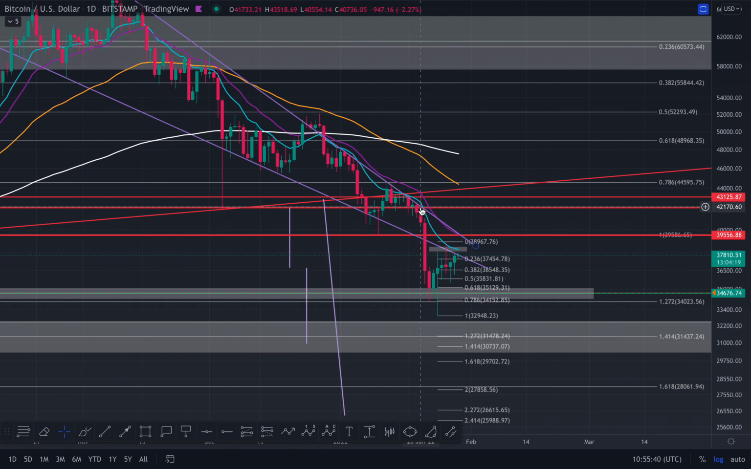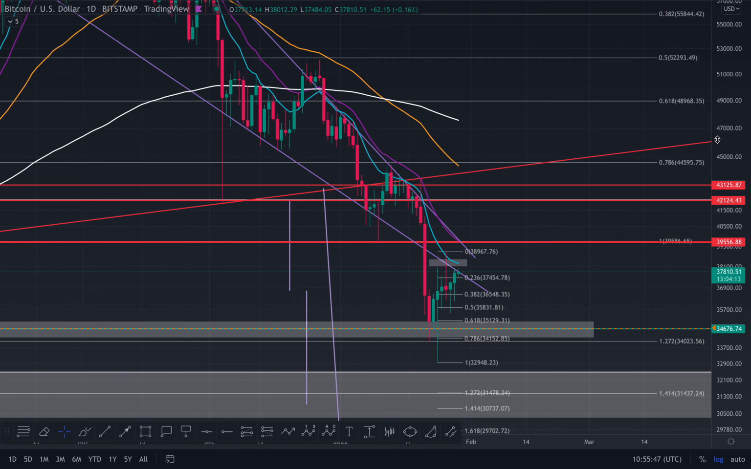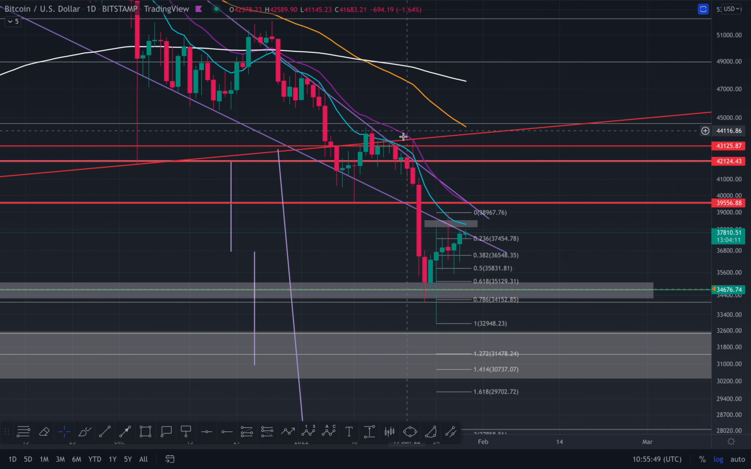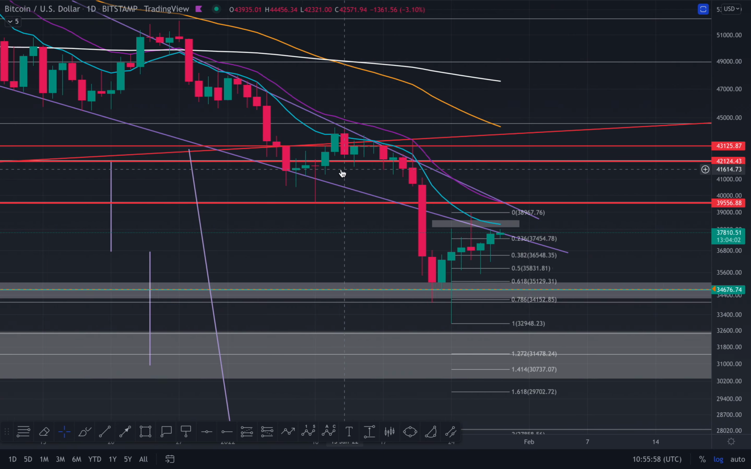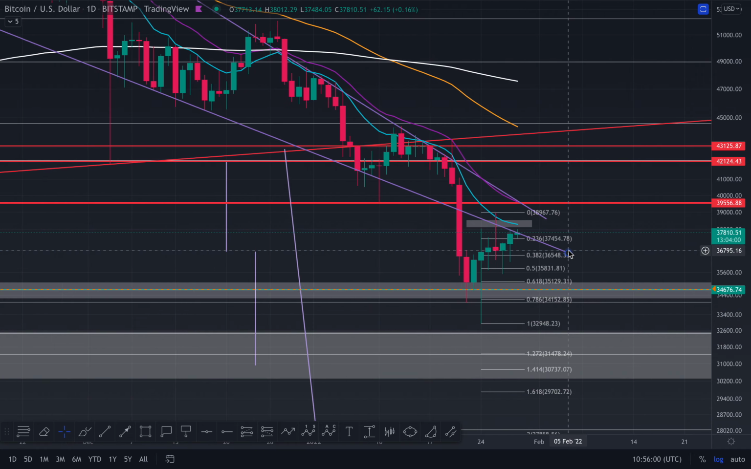You had a shooting star at resistance of the falling wedge, as well as the EMAs, the 12 and the 20 daily EMAs. Rejecting the 20 daily means you are going to put in a lower low, which is what we've done. Now we've rejected the 12 with a shooting star again and backtested the outside of this falling wedge as resistance.